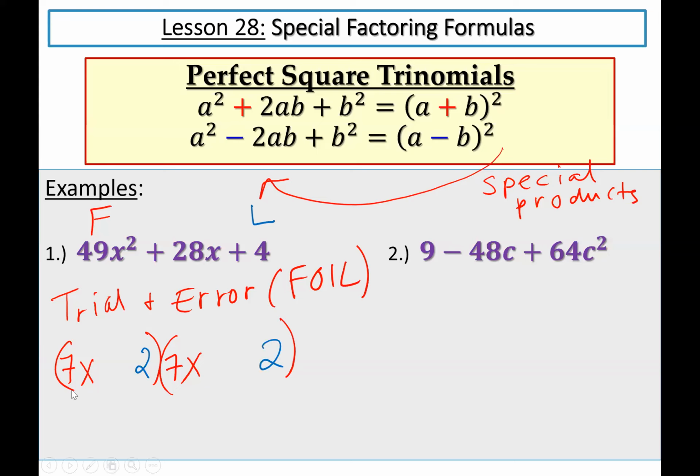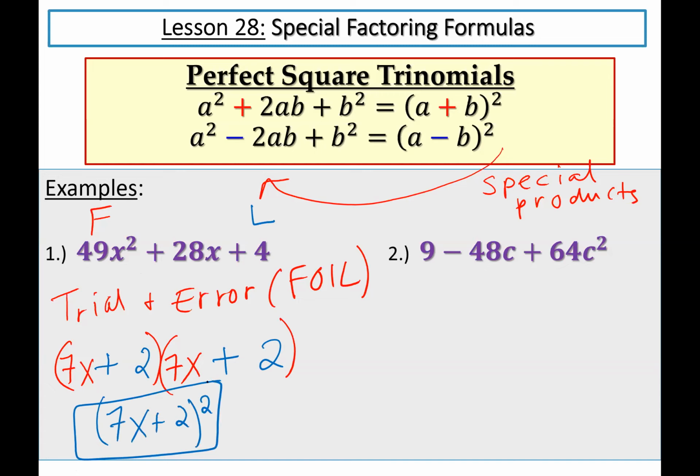Okay, so in my parentheses right now, I have 7x, then a blank space, then 2, and in my next parentheses, 7x, blank space, 2. The blank space needs a sign. If you look at this problem, it's all plus signs, so I'll just put a plus here. So we have 7x plus 2 times 7x plus 2. Our answer is going to be 7x plus 2 squared.